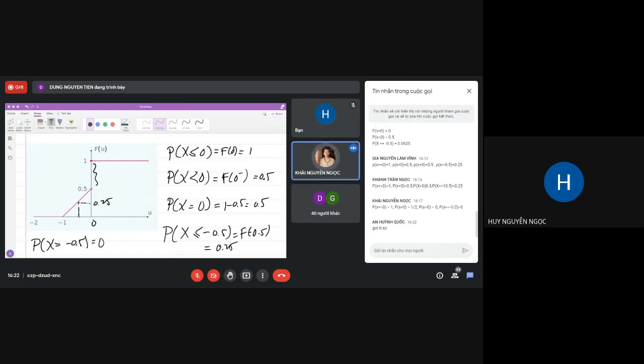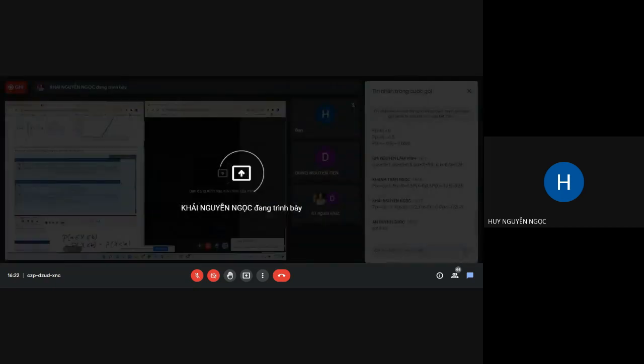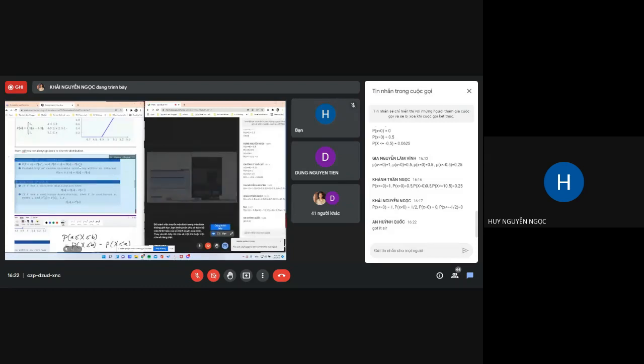Let me share the screen for you to see. Why don't we use this formula? Can you see it? You can always use that. When I use this formula, the probability will become 0 because f(0) is 1/2. Okay, I will show you.